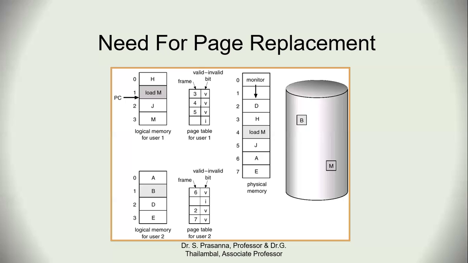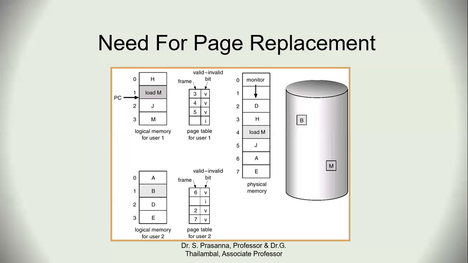So you can see the B is the page which you want to access, which is the page number 1. And when you check the page number 1 in the page table for user 2, you cannot see it because it's empty and the bit is I, which means accessing of B from the physical memory is not possible because it is not available. So therefore, it needs to check the backing store. In the backing store, B is available.